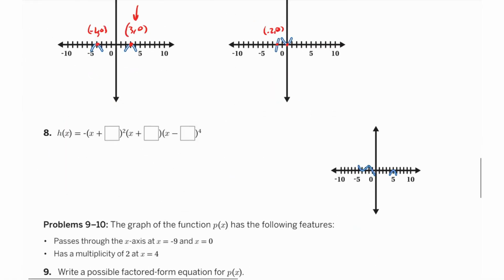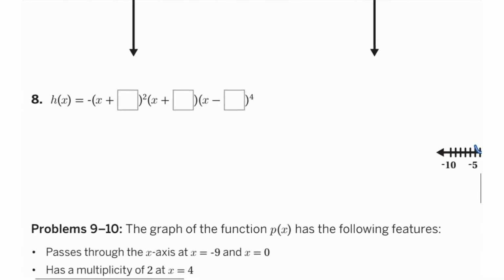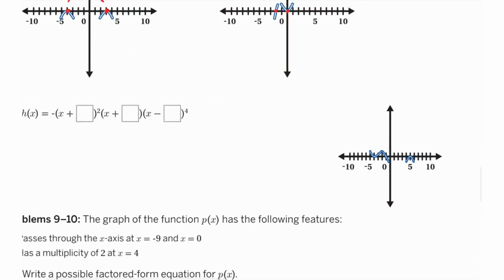Number 8, h of x equals all this hunk of junk here, and I have my graph over on the right side. I wish these were a little bit closer, but we'll deal with it. So what is that? 1, 2, 3, -4.